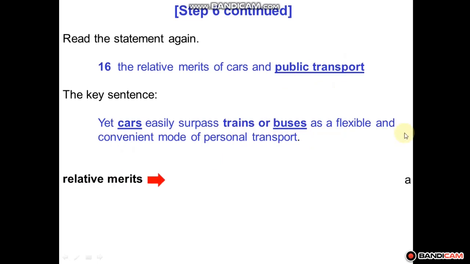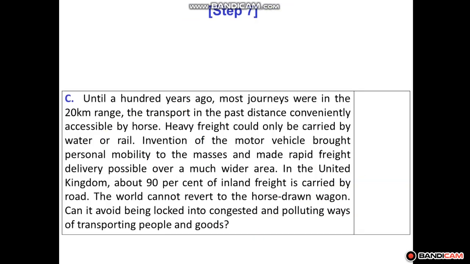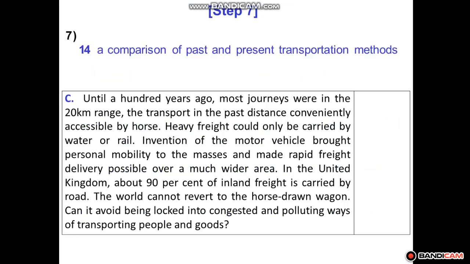So relative merits, that is a comparison between the benefits of two things. Surpass is a word there, and well, it means to be better than. So the answer is E. That's the best match.